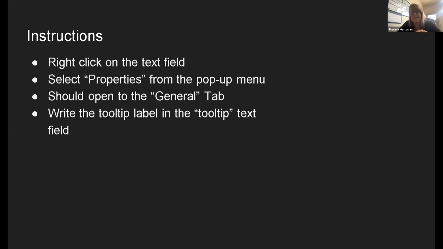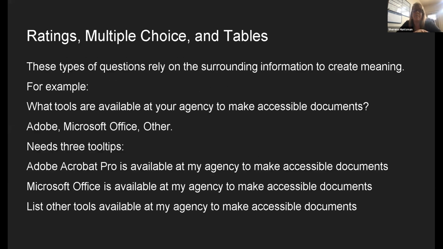So that's why, but as you can see, these rating systems, the multiple choice, the tables, are very much reliant on that surrounding information to create meaning. So our first one was, what tools are available at your agency to create accessible documents? This was from our form. And then our multiple choice was Adobe, Microsoft, or other. So then we need the three tooltips.